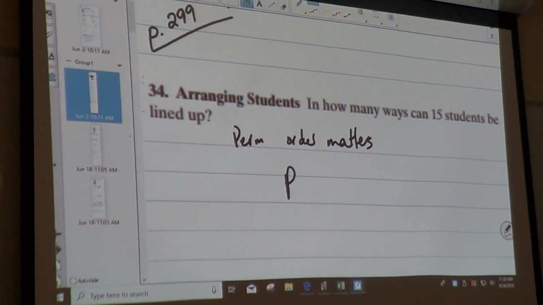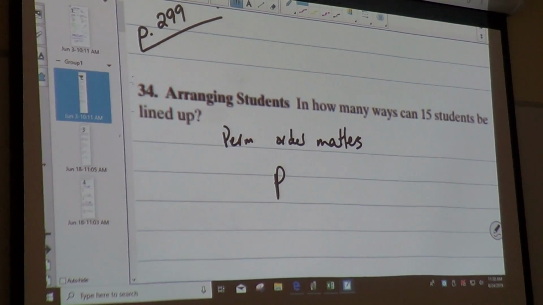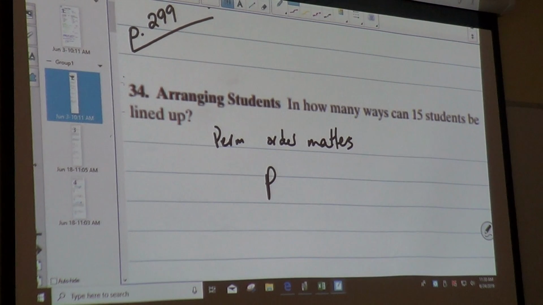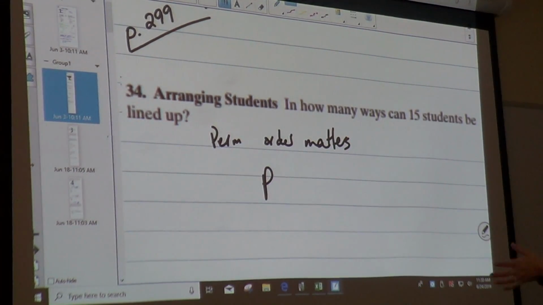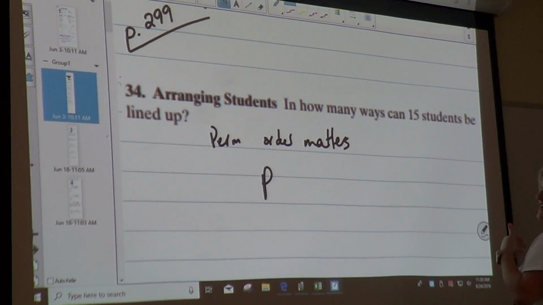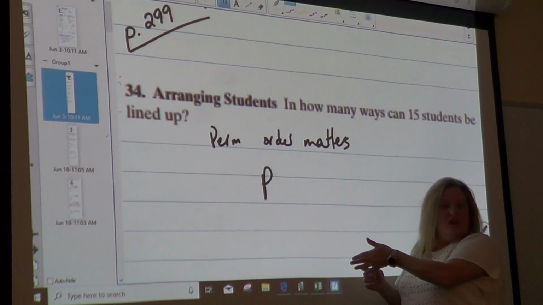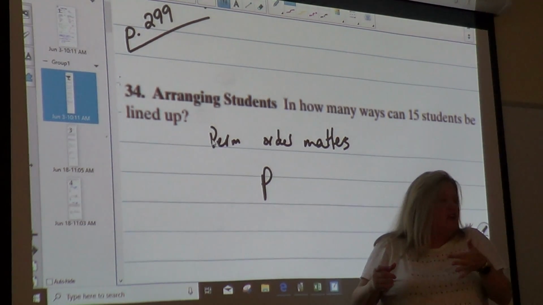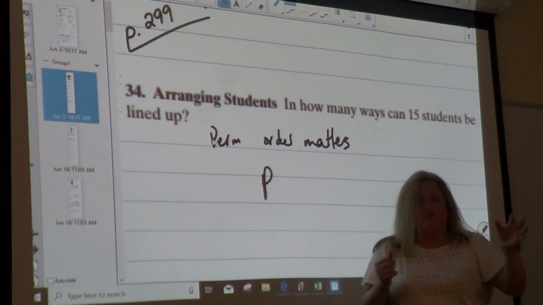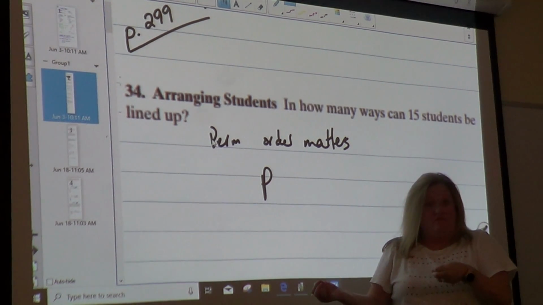Okay, so 5.5 combinations, permutations. Permutations, the order matters. Combinations, the order does not matter. So we are lining up the students in rows. Now, if you're standing in that row and you're in second grade, it matters if you're in the front of the line or the back of the line, okay?